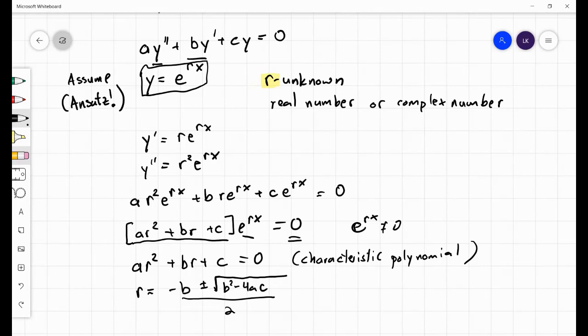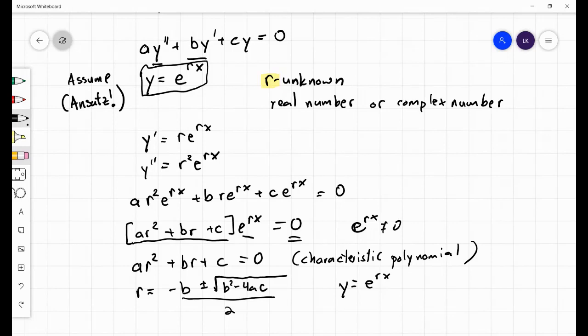And so once you have your roots, you kind of know what the solutions are, right? Because you assume that that's a solution. So if you know what r is, you have a solution. There are some complications because you could have, for example, repeated roots, or we could have complex roots. So we have to consider those cases. Let's consider the cases for the roots of this characteristic polynomial.